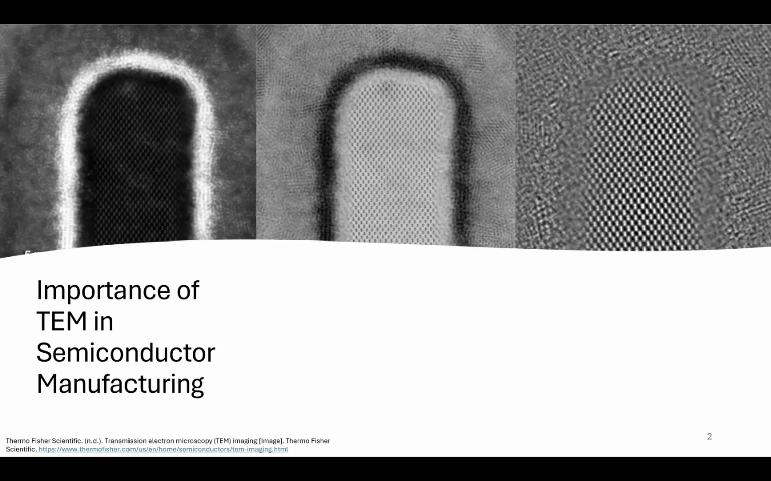So as we all know, TEM is crucial in semiconductor manufacturing. TEM is the only technique that can provide atomic scale imaging, which is essential for analyzing the structures in modern semiconductors where features can be just a few nanometers in size. TEM allows us to directly observe defects in crystal structures, such as dislocations, voids, impurities. All of these can cause major problems with performance and yield.